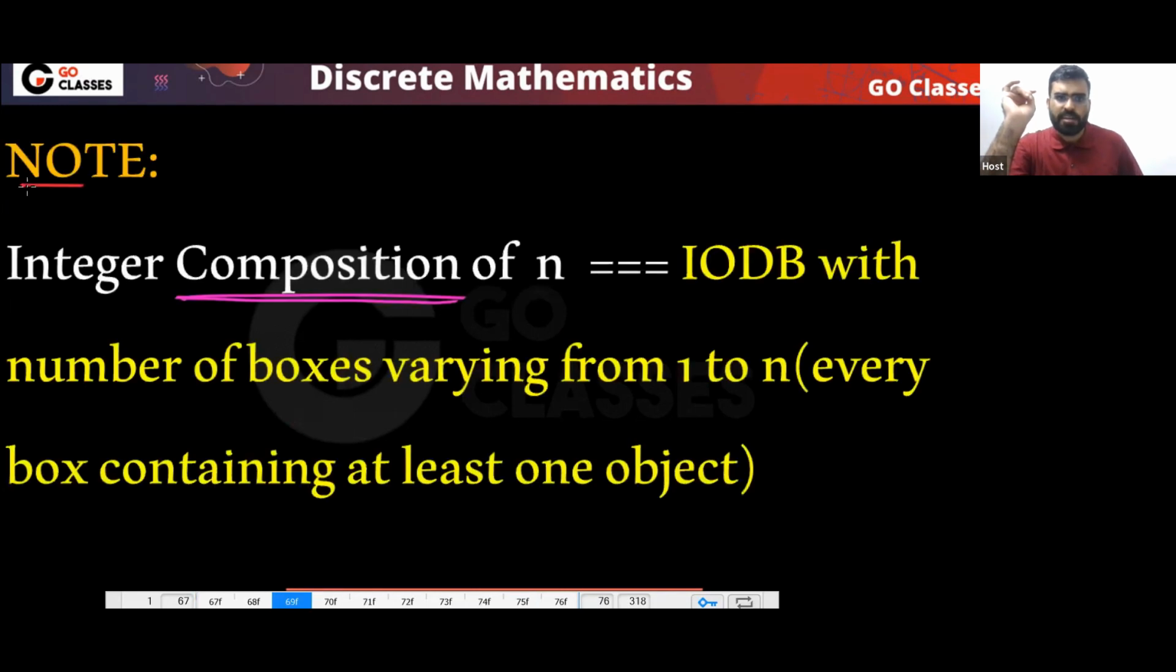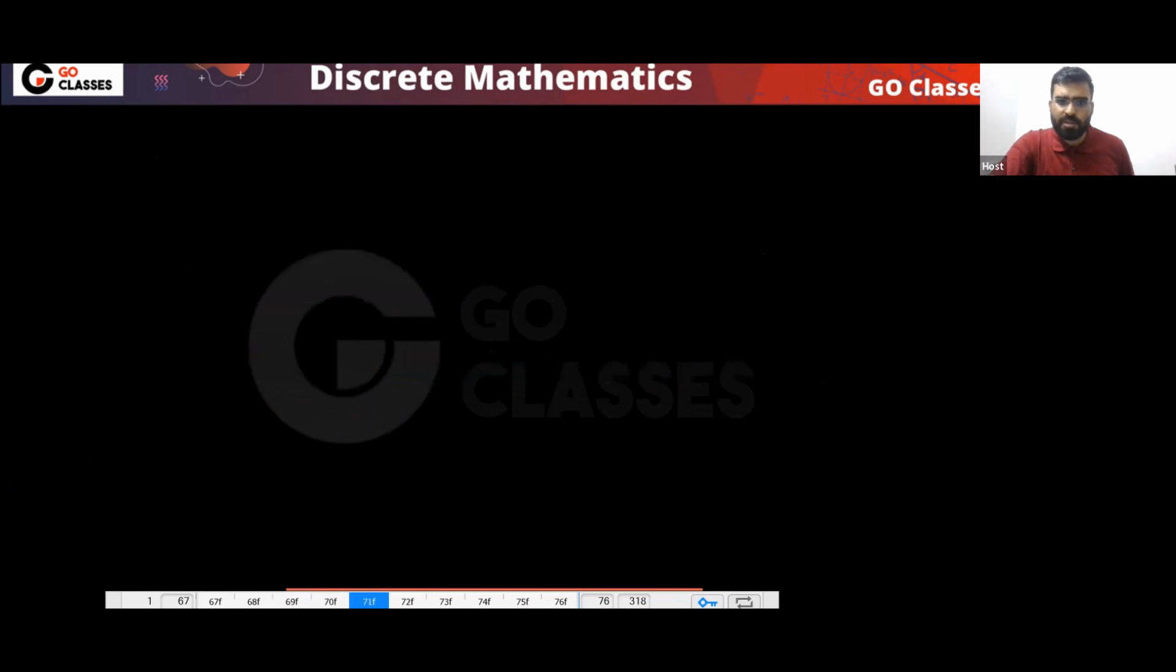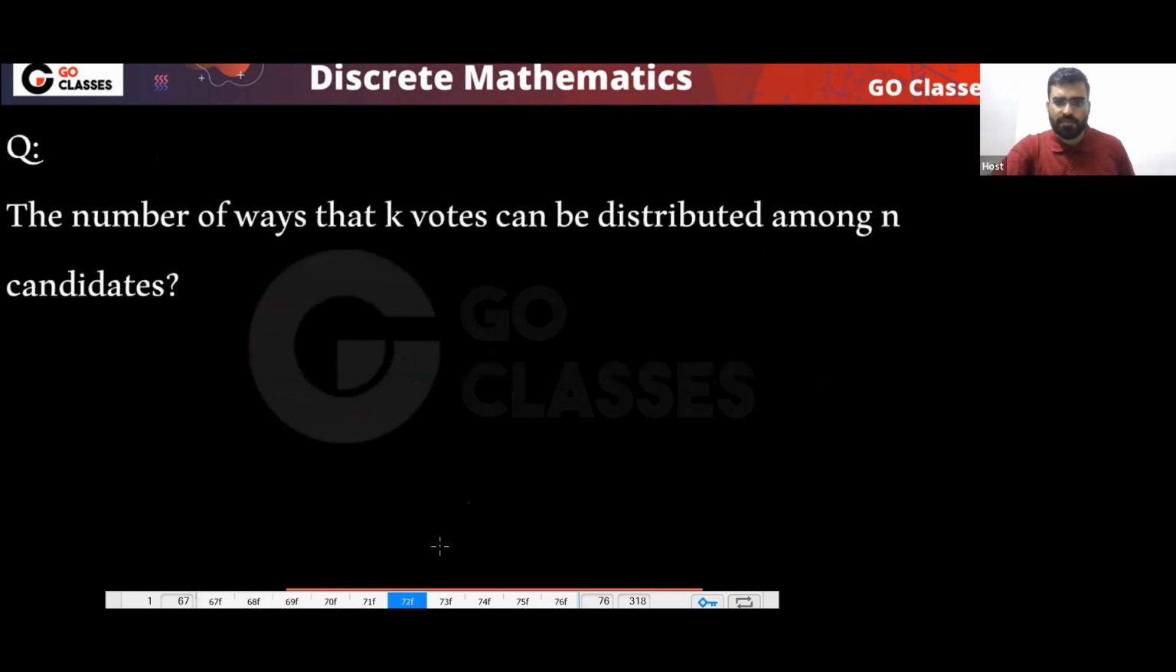And this is the final conclusion, that the integer composition problem is the same as the IODB problem, where the number of boxes varies from 1 to n. Number of boxes is your number of parts. Yes or no? And every part should be greater than or equal to 1. What is the answer for this question?